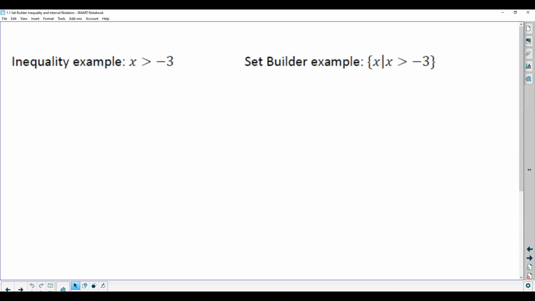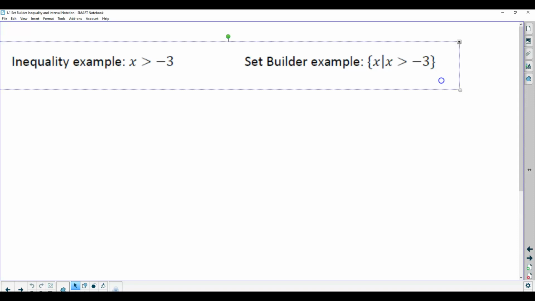But it means the same exact thing as that. Those are identical. So on Tuesday, if I ask you to write something in set builder notation, don't forget the two braces and the extra x with a vertical line. If I ask for straight inequality, then it's just that.